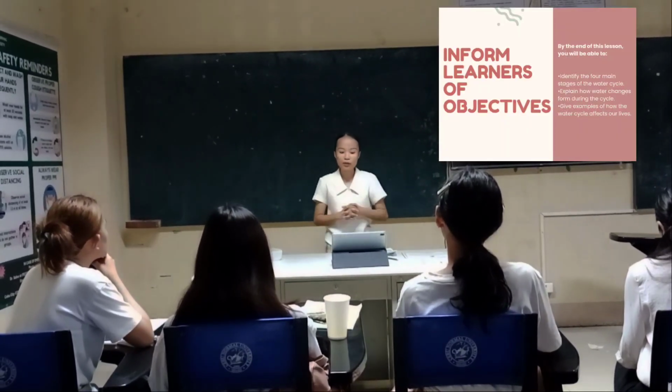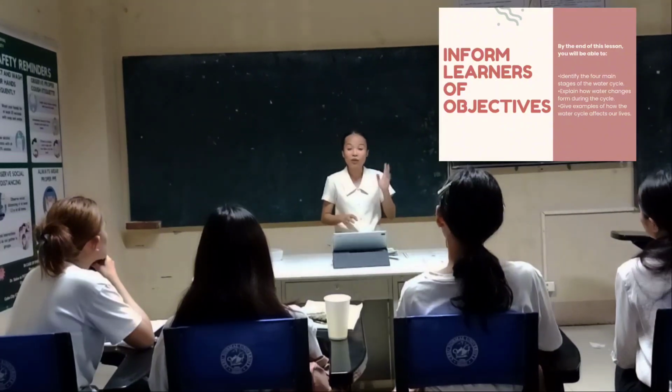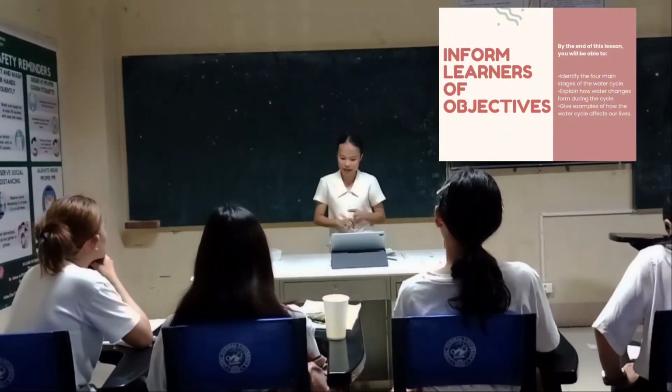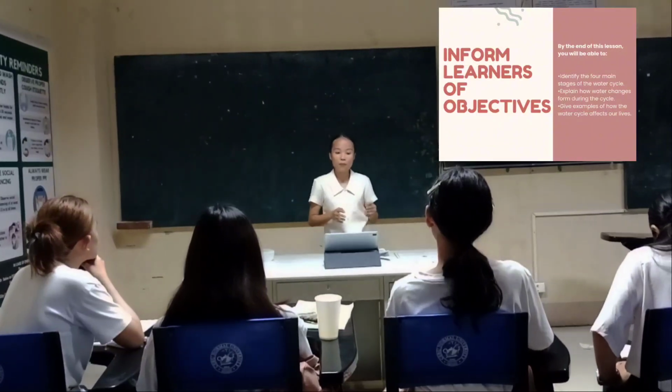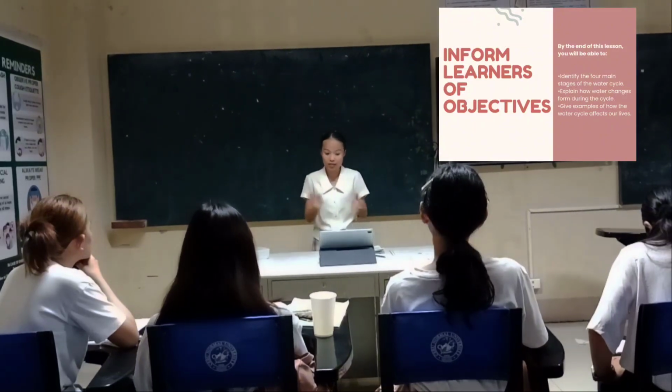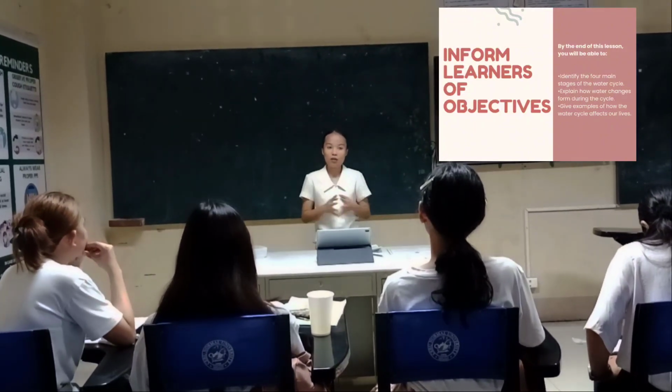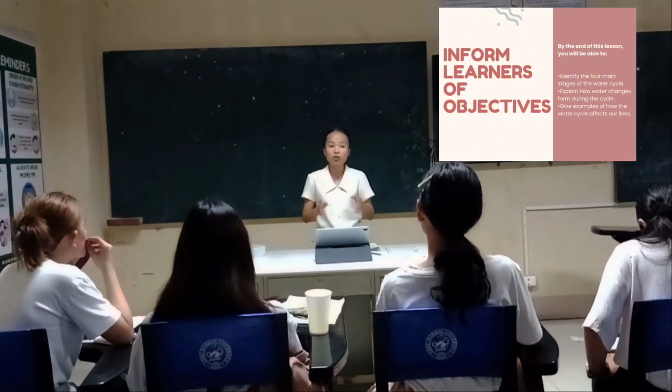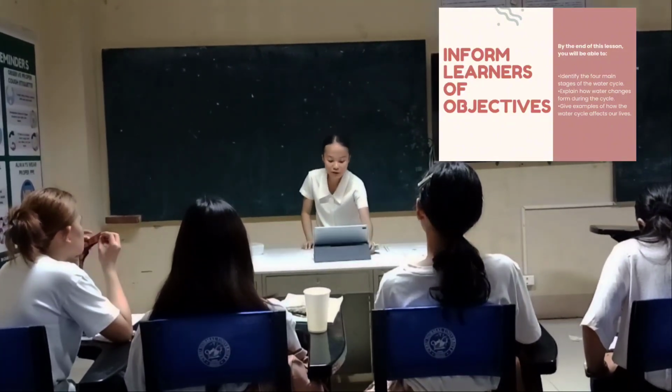But before that, we have here the learning objectives. After this lesson, learners are expected to identify the 4 main stages of the water cycle. Then, the students are expected to explain how the water cycle is formed during the stages. And lastly, learners are expected to give examples of how the water cycle affects their lives. So after that, we can now proceed.